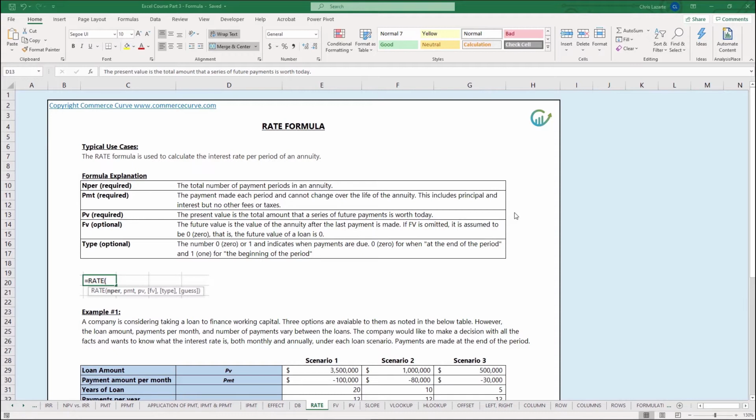So let's take a look at how we can apply the rate formula within Microsoft Excel to calculate the interest rate per period of an annuity when we don't know it, but we know other variables associated with an investment or a loan. This comes in handy when you're working with loans and investments and you want to determine the interest rate and you just don't have it, but you have a number of other factors. So as you can see on screen here, the formula is equals rate, open parentheses, and then we've got NPER as the first syntax, payment, present value, and then we've got the optional fields of future value, type, and guess. So let's take a look at an example here.